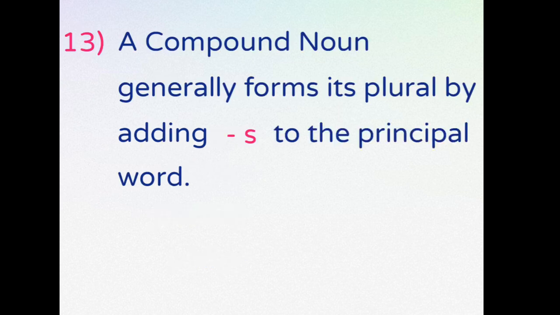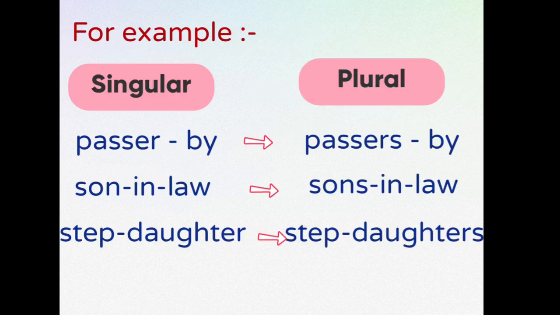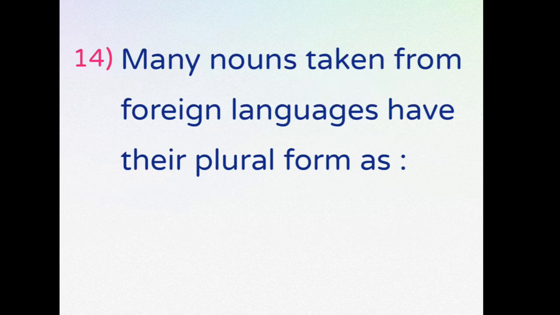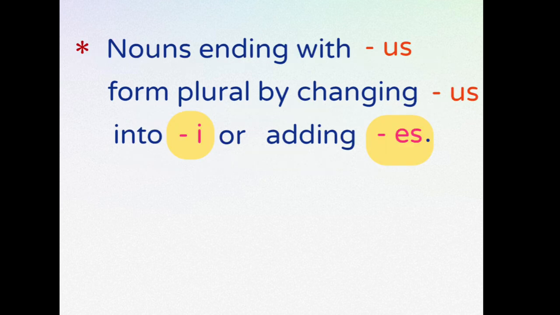Next rule: a compound noun generally forms its plural by adding s to the principal word. For example, passerby. Here the principal word is passer, so s will be added to passer. In plural, it will become passers-by. Similarly, son-in-law. Here the principal word is son. S is added to it, it will become sons-in-law in its plural form. Stepdaughter will become stepdaughters.